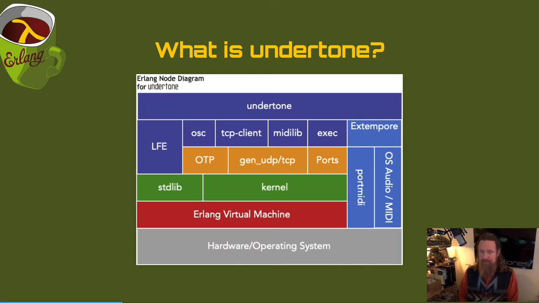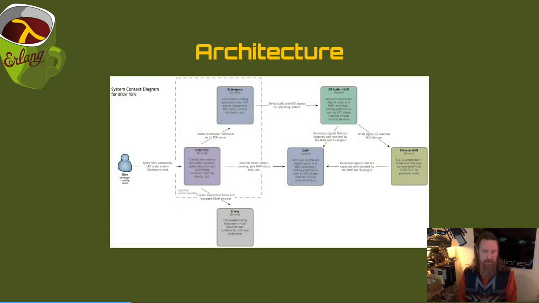Undertone is an idea and a set of needs which depend upon multiple systems in order to realize the goal of making music reliably. Here is a now classic BEAM depiction of the Undertone stack. And here is a diagram that is perhaps a bit more useful, a view of the system configured to use the Extempore backend, with all of the high-level communications involved.